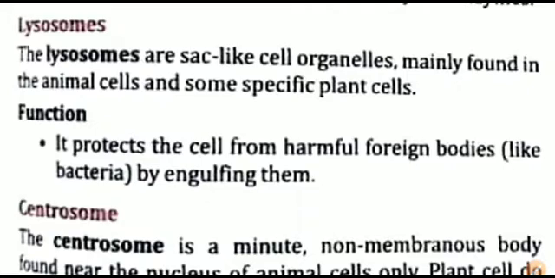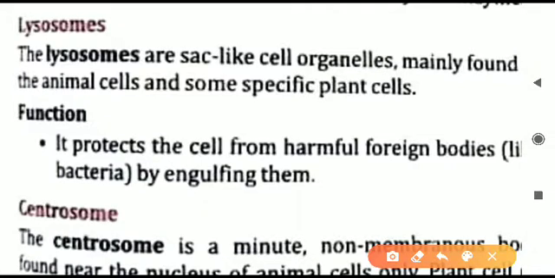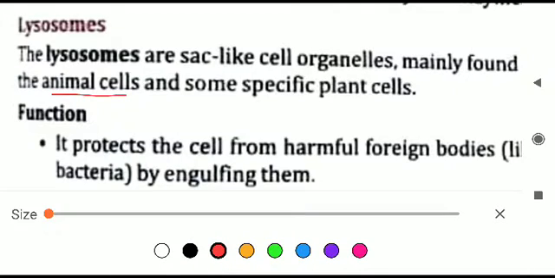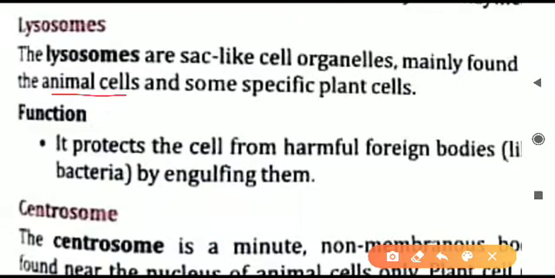So lysosomes are another cell organelle and they are generally found in animal cells. They are more common in animal cells. They may also be present in some specific plant cells. So basically they are present in both, but they are more common in animal cells.